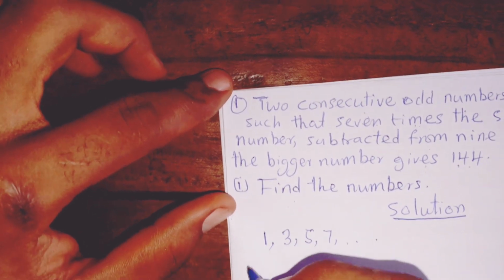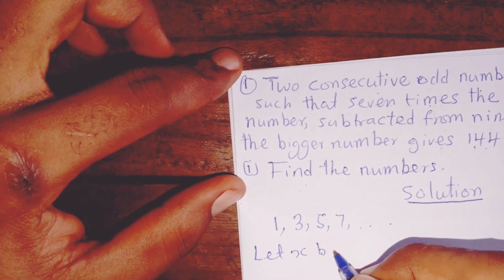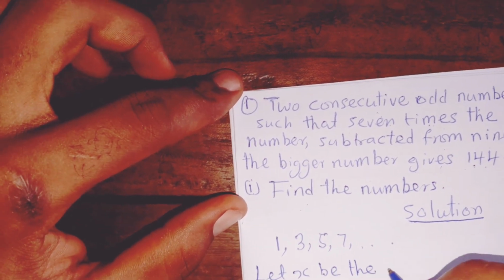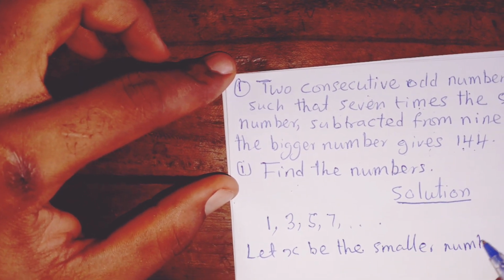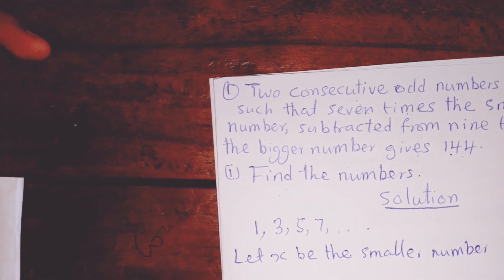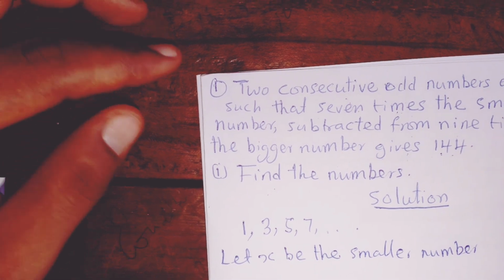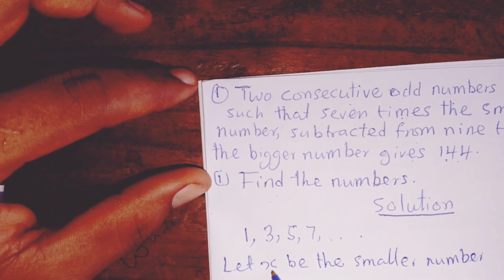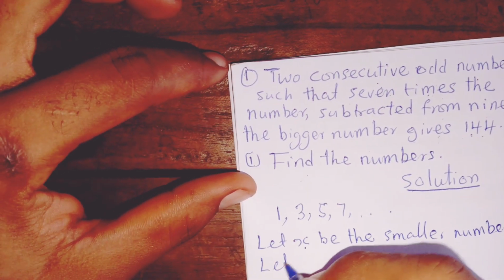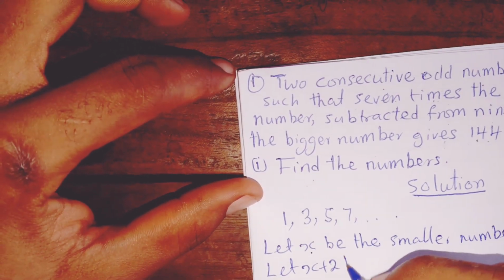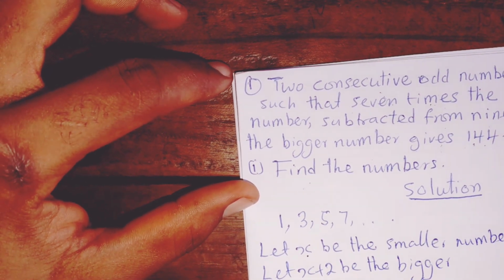So I will say let x be the smaller number. Now, if x is the smaller one, don't forget they say they are consecutive numbers. So it means they follow each other in that particular way. So if x is the first one, then it means the second will be what? x plus 2. So let x plus 2 be the bigger number.